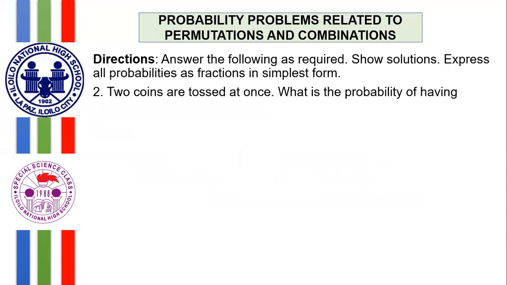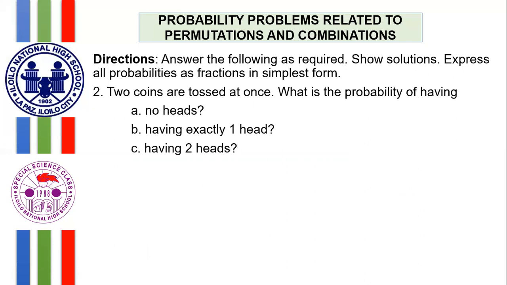2 coins are tossed at once. What is the probability of having no heads, having exactly 1 head, and having 2 heads? So what do you think? Remember, if you toss a coin, it has 2 possible outcomes per coin. That's a head or a tail.